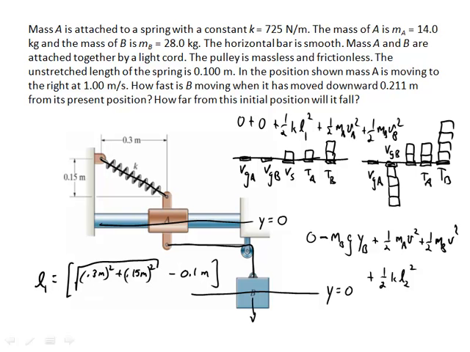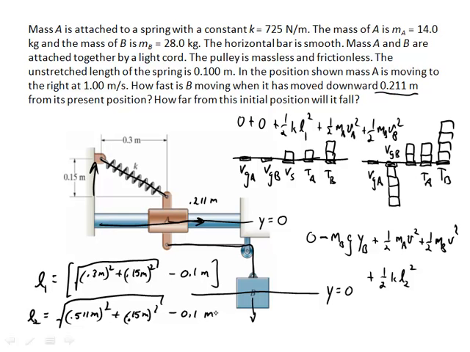Now, in the first part of this problem, B has fallen 0.211 meters, which means A has moved to the right 0.211 meters. So L2 will equal, still using the Pythagorean theorem, 0.3 and 0.211. That's going to be 0.511 meters squared plus 0.15 meters squared. That's the height right here, all under the radical, minus 0.1 meters. So there's the second length after it's fallen 0.211 meters.